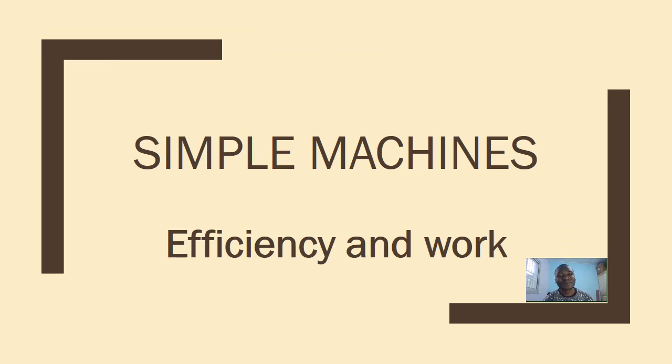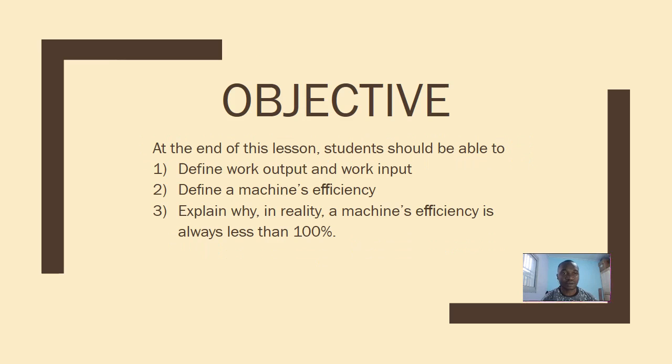Hi, welcome to another lecture on simple machines. Today we'll be talking about efficiency and work. At the end of this lesson, students should be able to define work output, work input, define a machine's efficiency, and explain why in reality a machine's efficiency is always less than 100%.